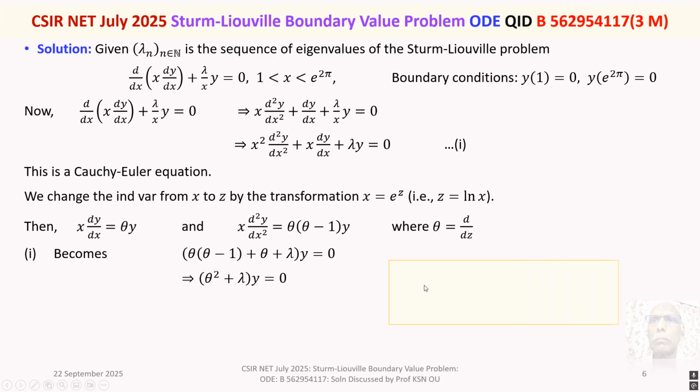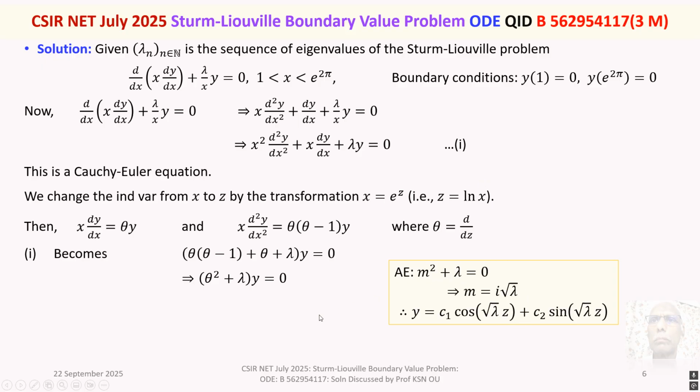The auxiliary equation we will write: m square plus lambda is equal to 0. Then m is equal to the square root of minus lambda, that is, i times the square root of lambda, and lambdas are non-negative numbers, so no problems will come. Then y will be given by C1 cos of root lambda z plus C2 into sine of root lambda z, where z is the new independent variable. We will get back to x later.